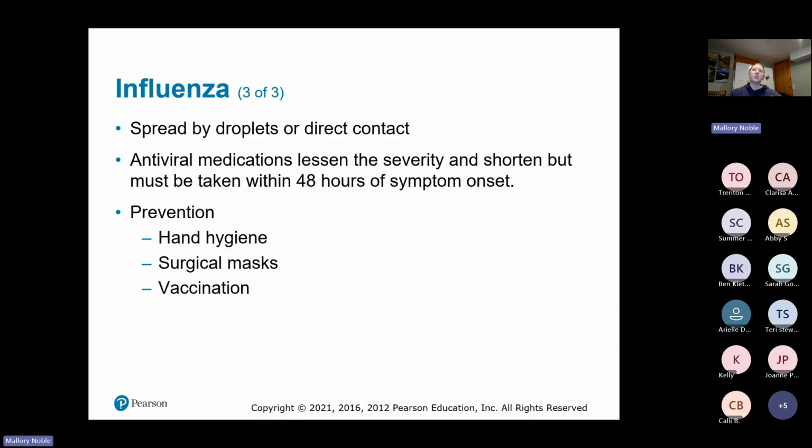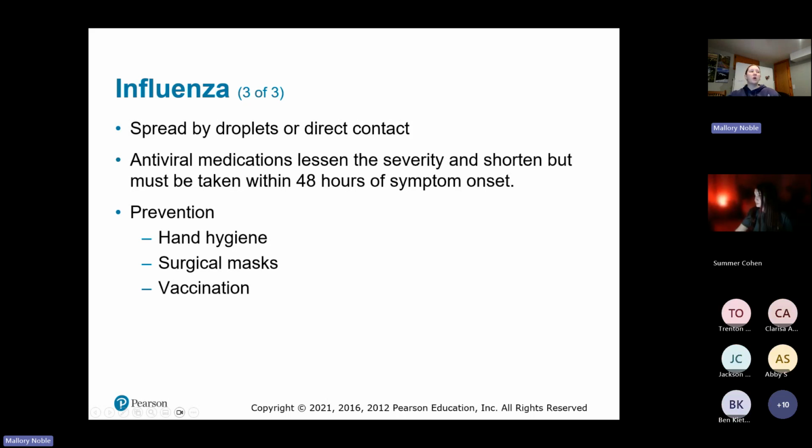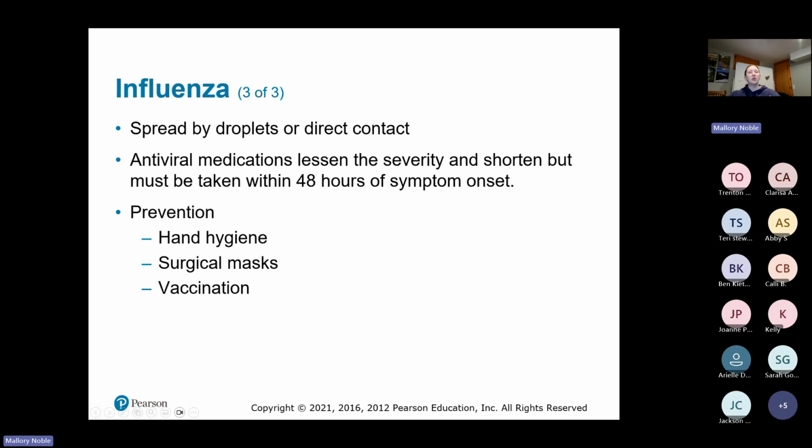It's spread by droplets or direct contact. Antiviral medications lessen the severity and shorten the time frame, but they must be taken within 24 hours of symptom onset. Good prevention would be hand hygiene, surgical masks, and there's a vaccination. This one, because we do come into contact with it quite a lot in EMS, it is recommended that we get it as a healthcare provider, the vaccination, that is, yearly.